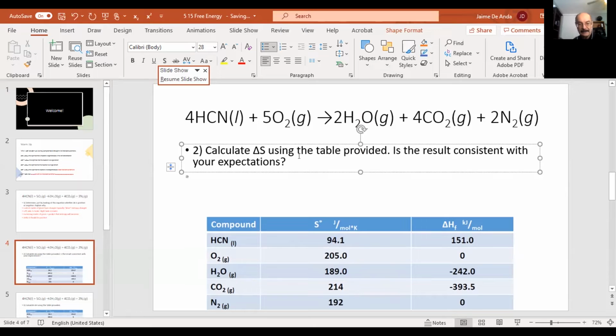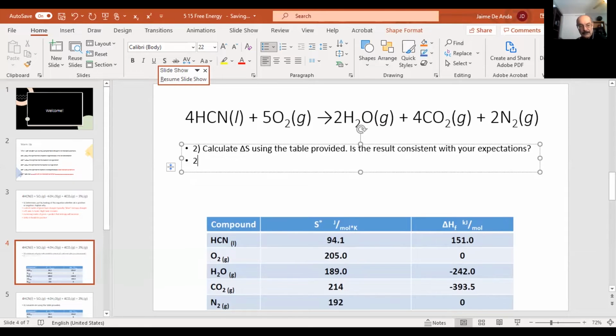Okay, so we have delta S of products. So we have water, right? So that'd be 2 times the entropy of water, which is 189, plus 4 times the entropy of CO2, which is 214, plus 2 times the entropy of nitrogen, which is 192.